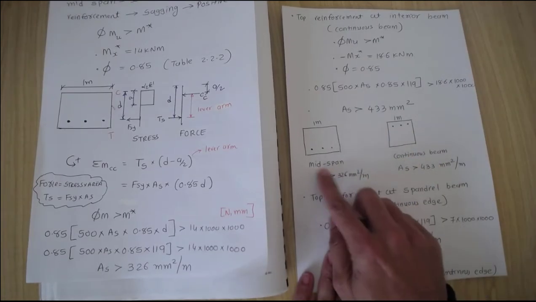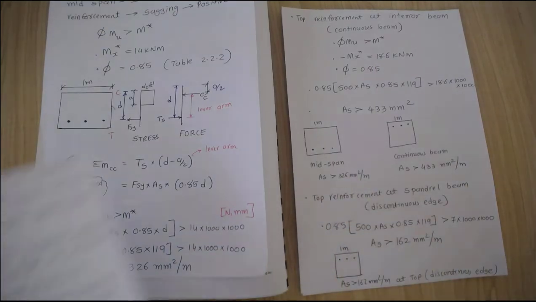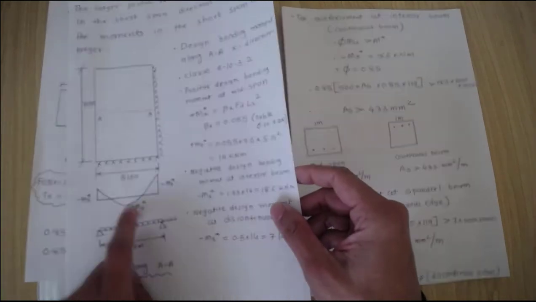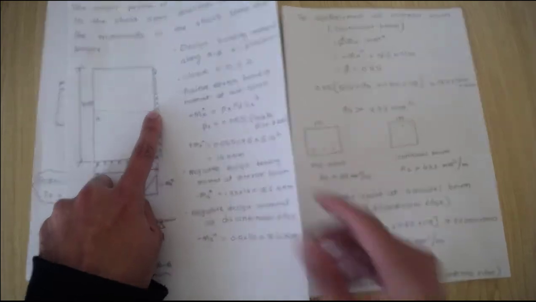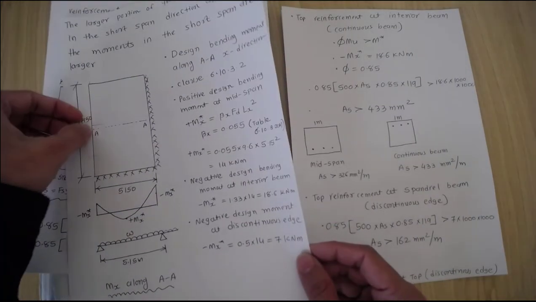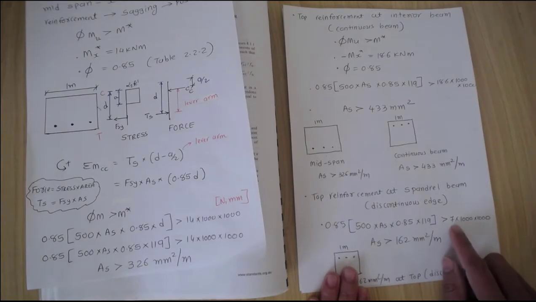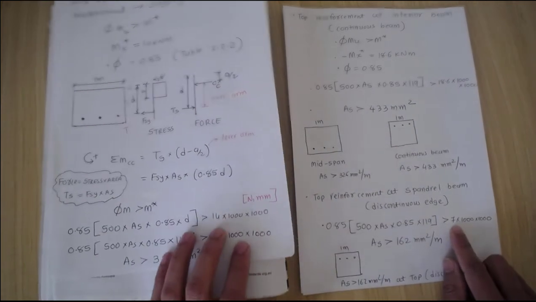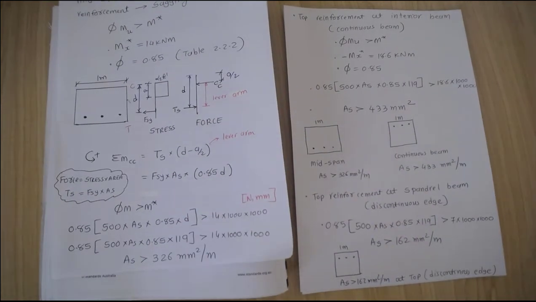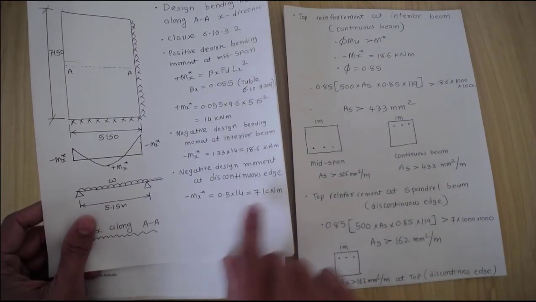So far, at the midspan, for the bottom reinforcement you need 326 millimeters square. At the supports you need 433 millimeters square. Now we also need to provide the reinforcement here at the discontinuous edge. For that discontinuous edge we will use the same equations as used here, but instead of 14 we're going to use 7. In the previous videos we calculated the 7 kilonewton meters.